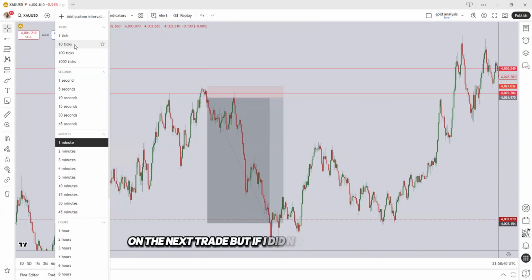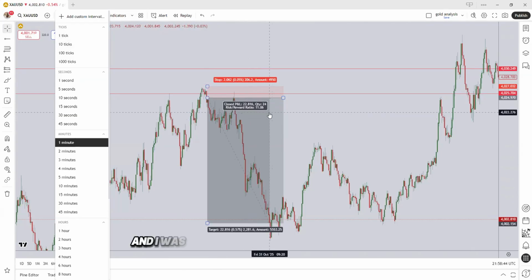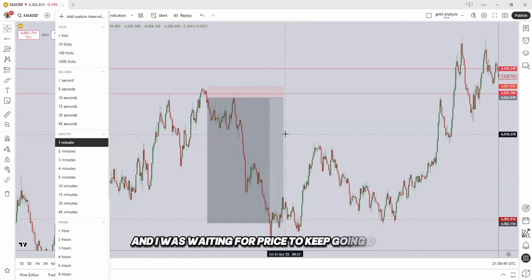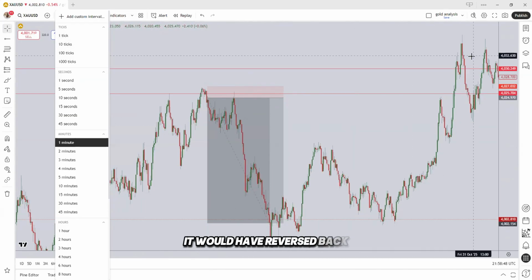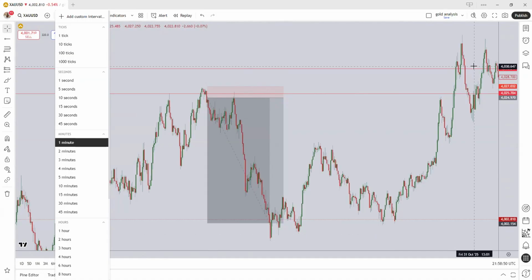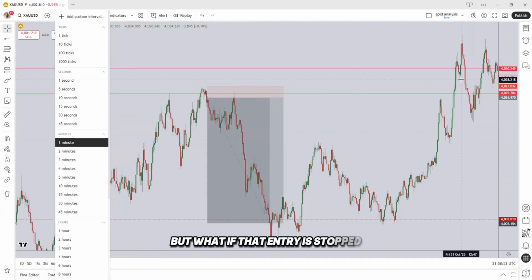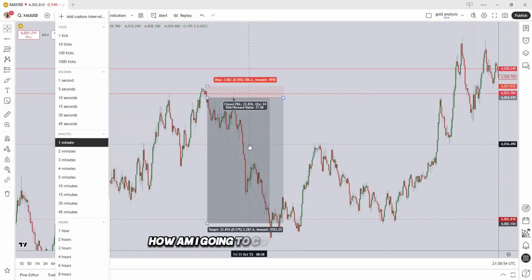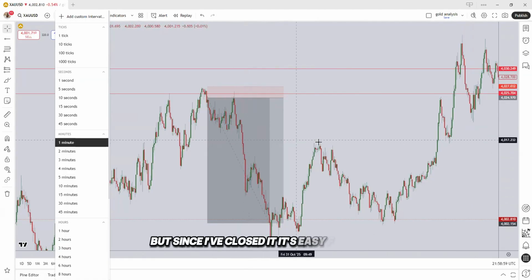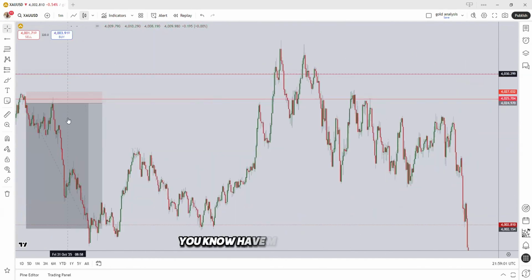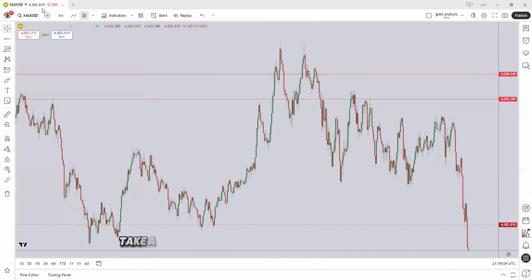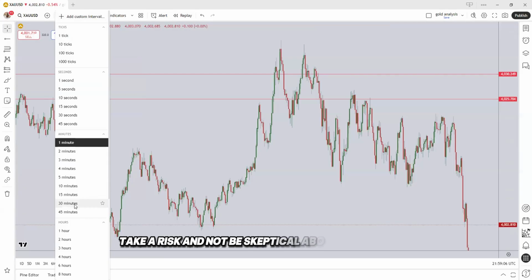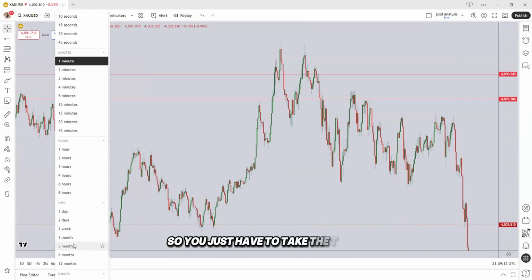But if I did not close this trade and I was waiting for price to keep going down, it would have reversed back and then I'll start looking for next entry. But what if that entry is stop loss? How am I going to cover up for that loss? But since I've closed this, it's easy for me to have more positions, take a risk, and not be skeptical about my positions because clearly I've made profit from it. So you just have to take the trade.